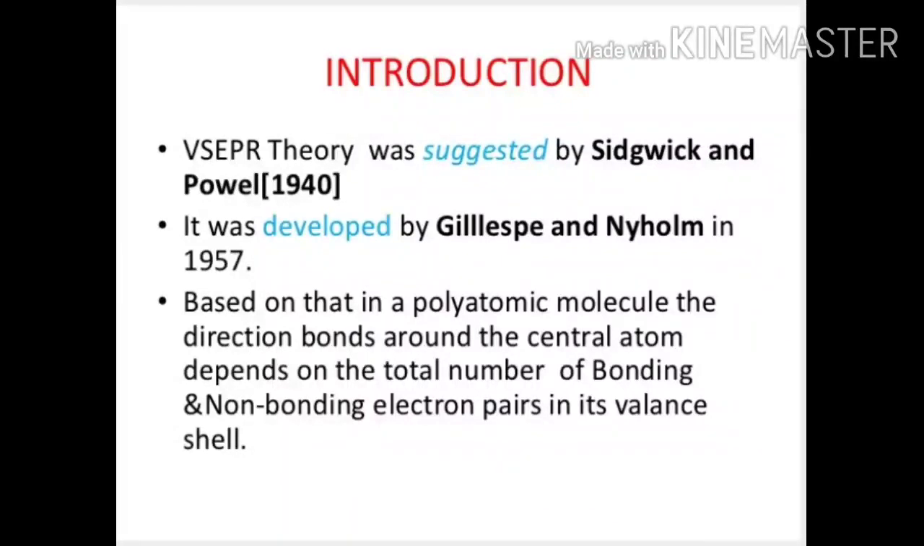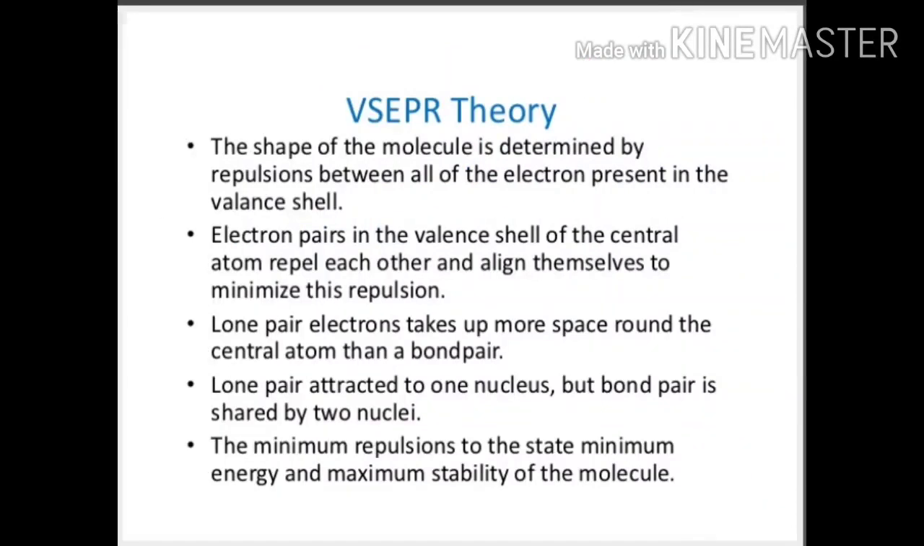The full form of this theory is valence shell electron pair repulsion theory, as the valence electrons present in the atom all have negative charge. Therefore, there is a repulsive force between them, and so this theory is known as repulsion theory. So first of all, what are the main points of VSEPR theory?